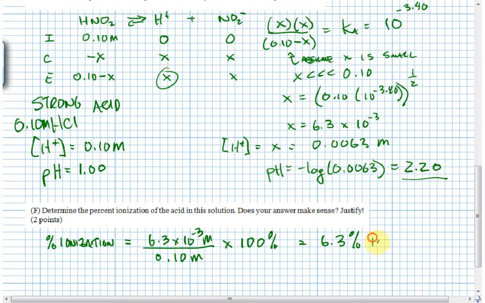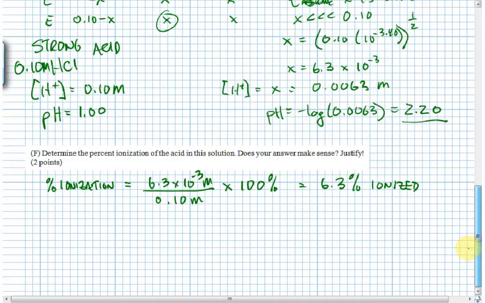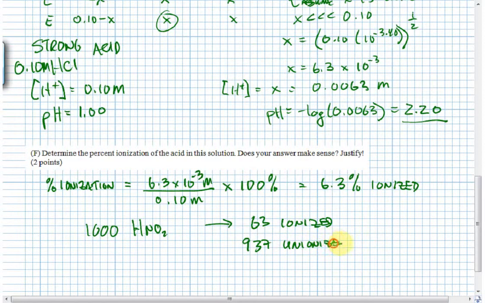And that works out to be 6.3% ionized. To put that in perspective, if we had 1,000 HNO2 molecules floating around in a certain volume of solution, 63 would be ionized, and the other 937 would be unionized. So even though we classified this as a relatively strong weak acid, still only a very small fraction or percentage of the molecules are ionized.